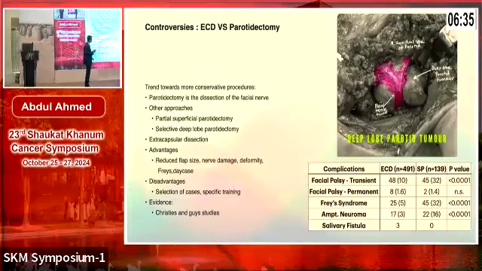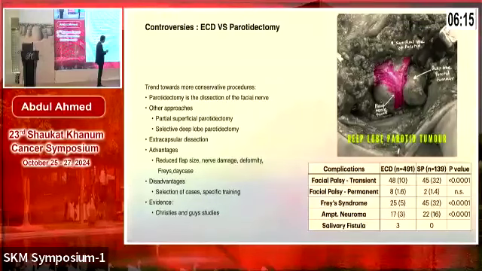Now, in this case, this is one of my cases, okay? So if you have a look at this, this was a deep lobe tumor on the MRI. It was a pleomorphic adenoma, so it was a benign tumor. And the only way to approach this to reduce the morbidity is, first of all, I found the facial nerve.